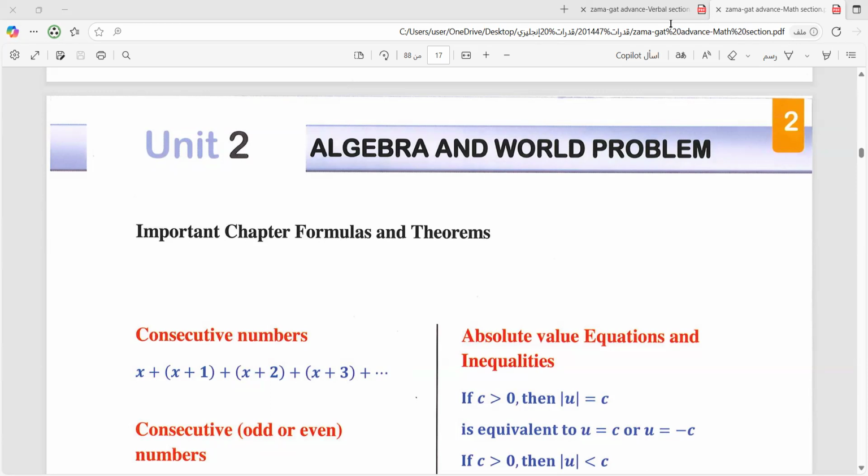Okay, we cancel this. And here, look here. So the first number is x, the second number is x plus 1, and the third number is x plus 2. So we call this consecutive number.